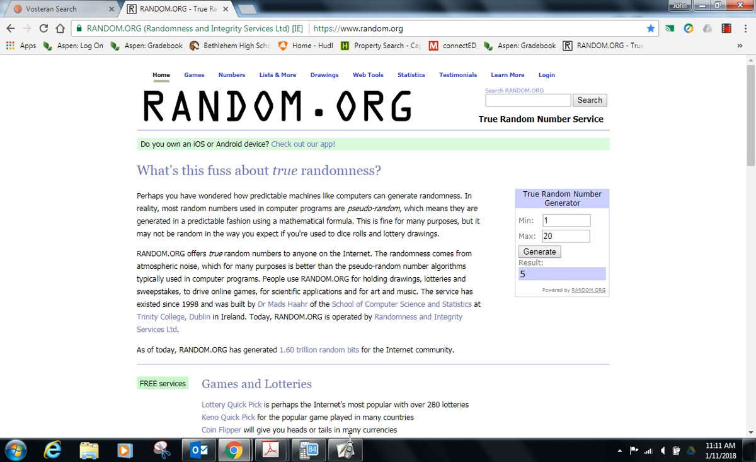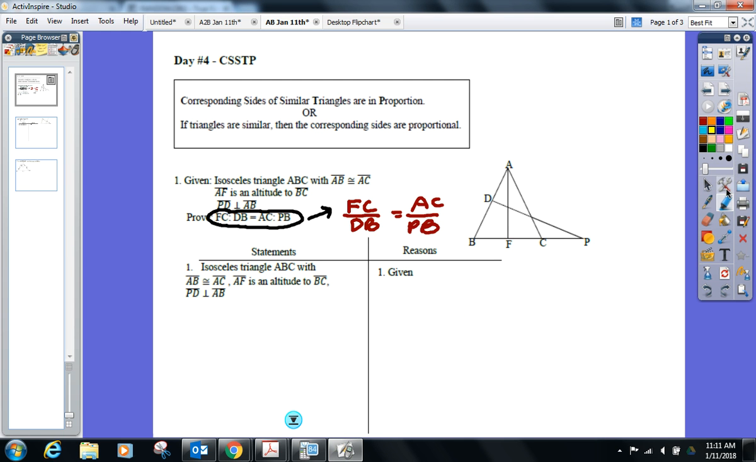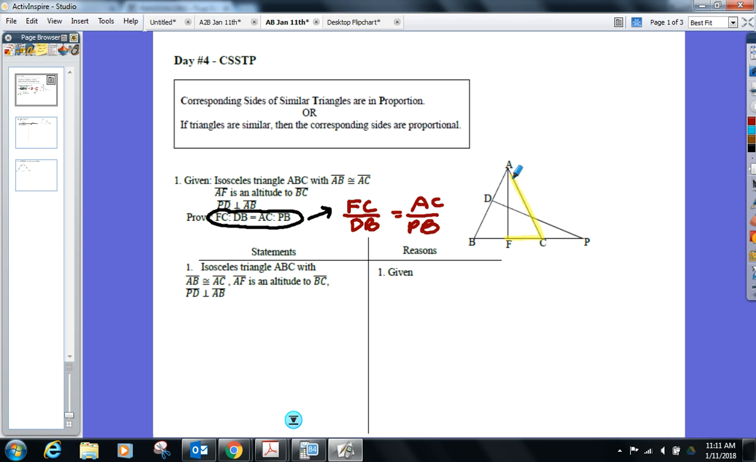Here we go. Can you find that triangle? FC is a full side in what triangle? FC is a full side in triangle AFC. There we go. And that's the only triangle it's a full side in. So I got one triangle. How do I find the other one?